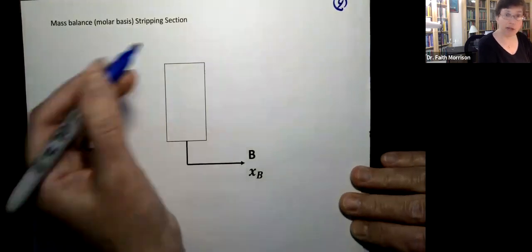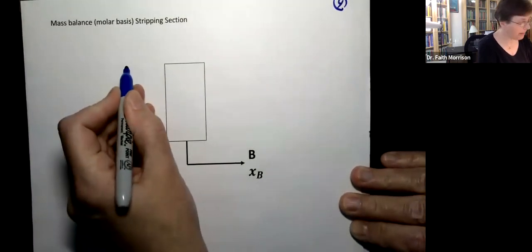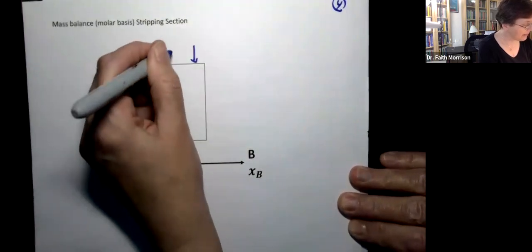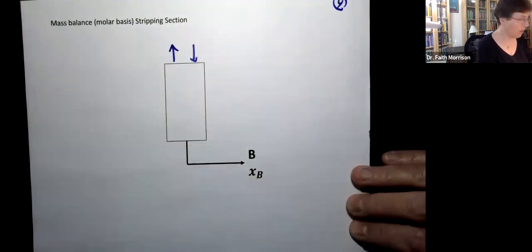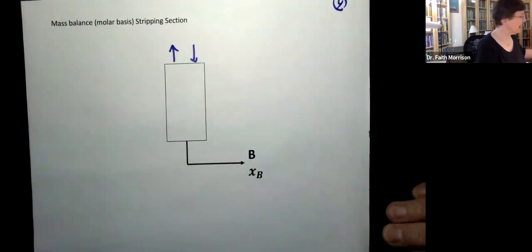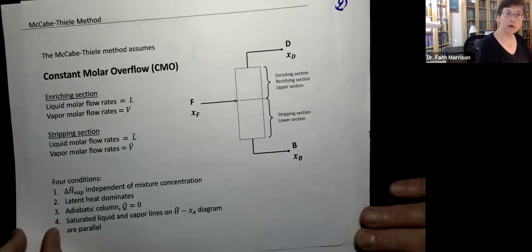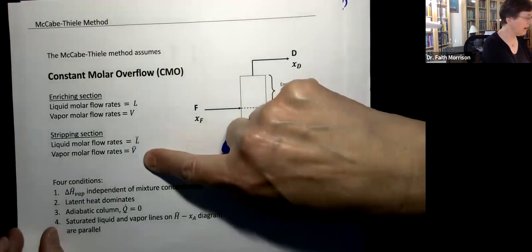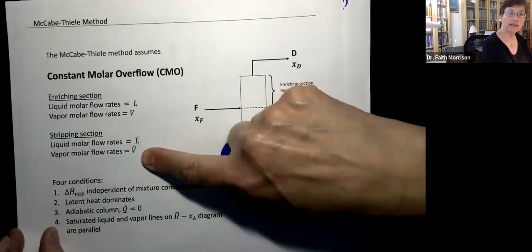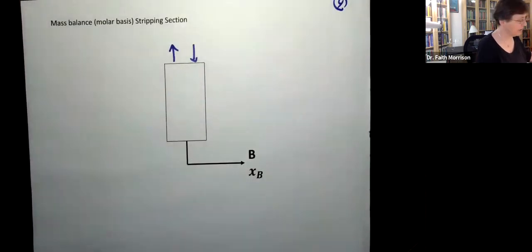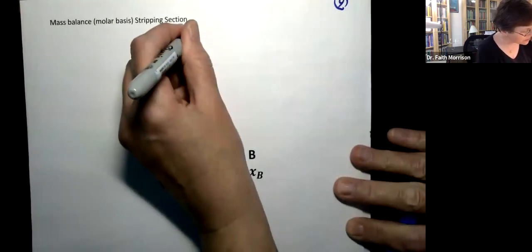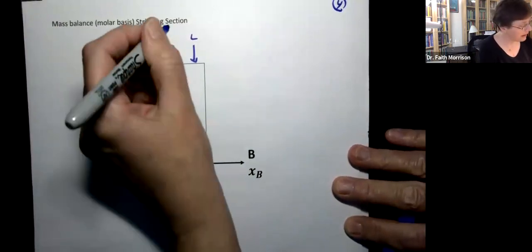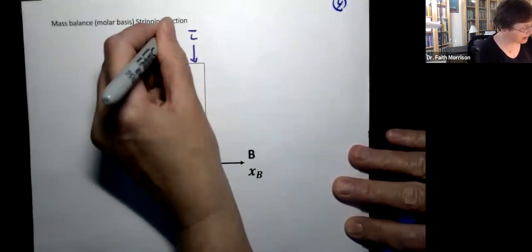So this is below the feed, so the feed stream doesn't show up. Again, the liquid streams have to come down and the vapor streams have to go up. But as we said here with the constant molal overflow assumption, these will be given by the barred flow rates that are not the same as the unbarred flow rates. So the liquid stream cutting through any tray that's below the feed comes down as L bar, V bar.